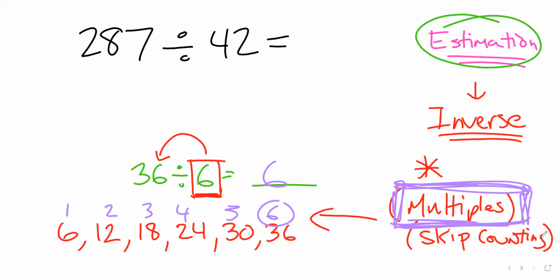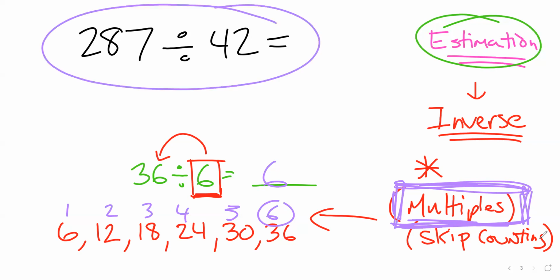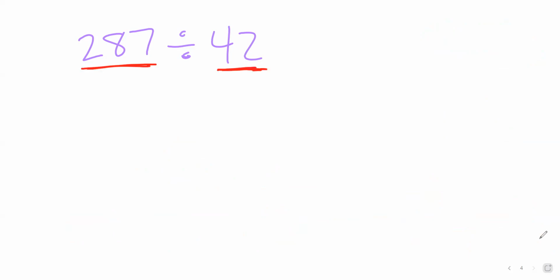So now that I went crazy on that tangent, I'm going to actually just change the page. I got to remember this, 287 divided by 42. Okay, so if we think about that, this is saying that I'm actually working with putting 287 into 42 groups or groups of 42. You could look at it either way.